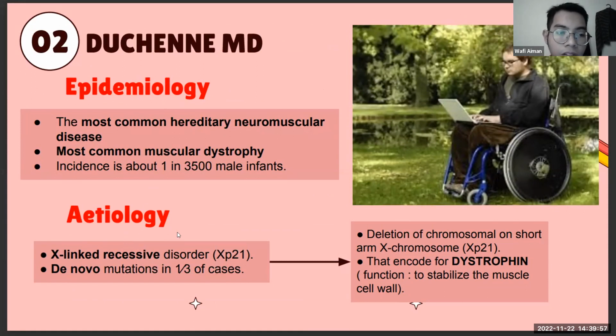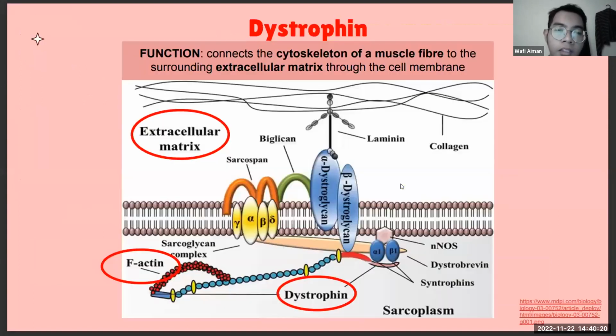Etiology: it is an X-linked recessive disorder, and it can also occur de novo due to de novo mutation in one third of the cases. It is due to deletion of some parts of the chromosome that encode for dystrophin protein. This dystrophin protein functions to stabilize the muscle cell wall. We will look at what the dystrophin protein is later.